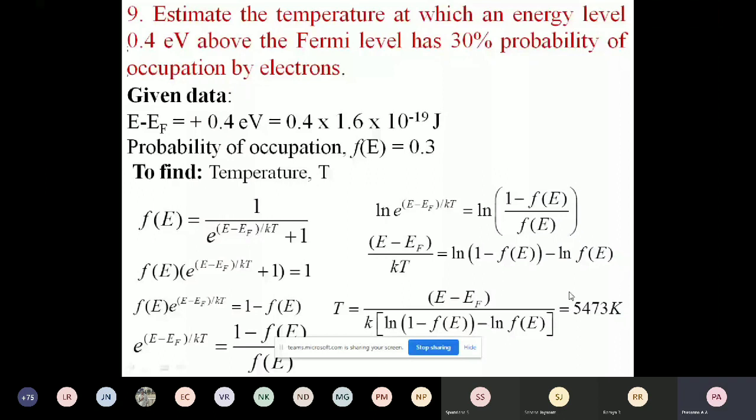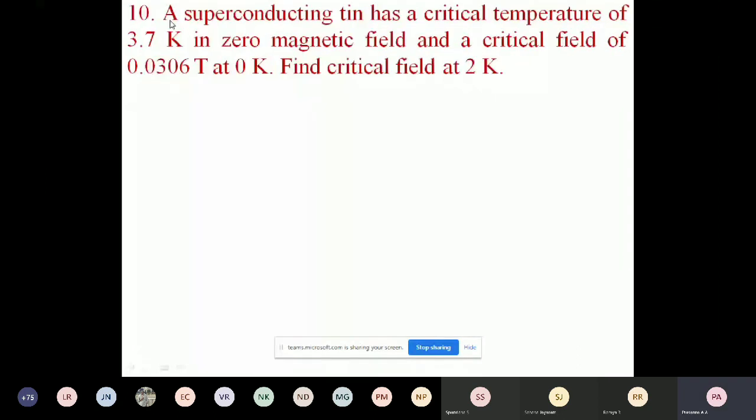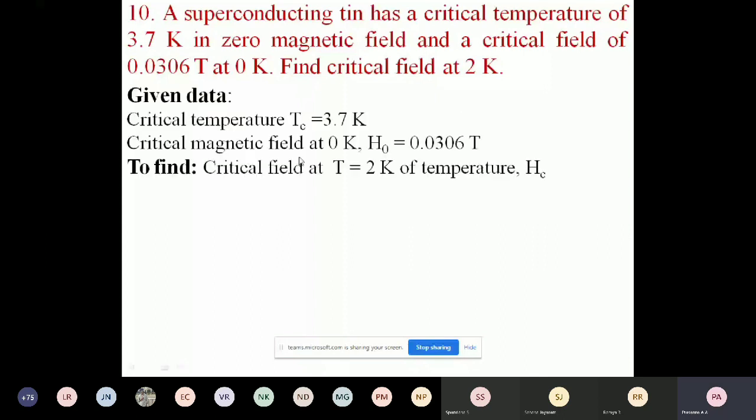Problem number 10. A superconducting tin has a critical temperature of 3.7 K in zero magnetic field and a critical field of 0.0306 Tesla at 0 degree Kelvin. Find the critical field. So this problem is about superconductors. For solving this problem, let us understand the given values. Critical temperature is given. That is the temperature at which a conductor becomes a superconductor when it is cooled from room temperature.